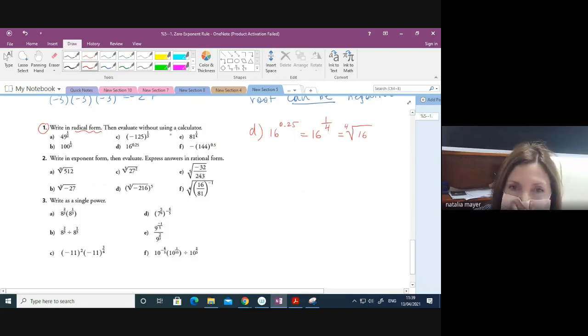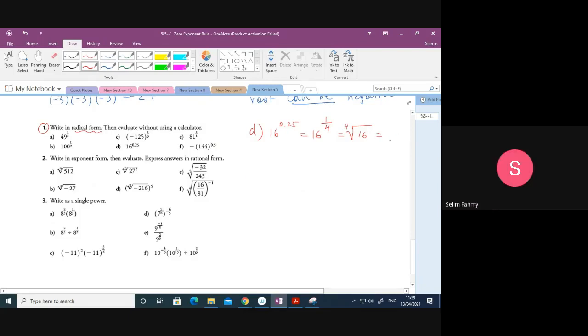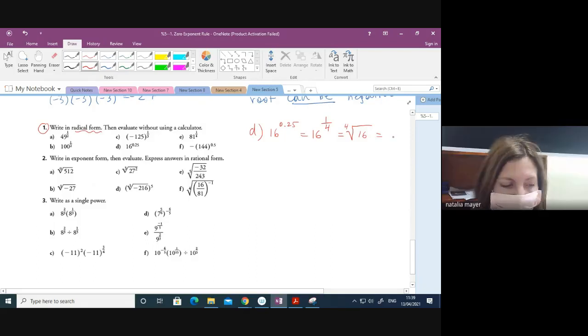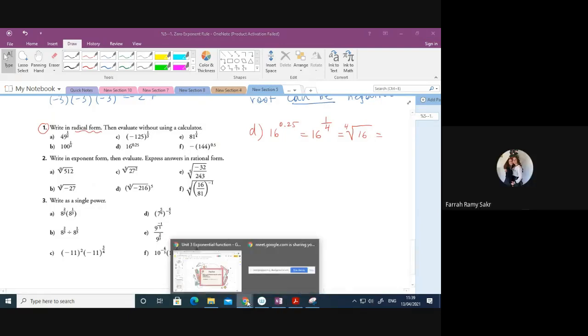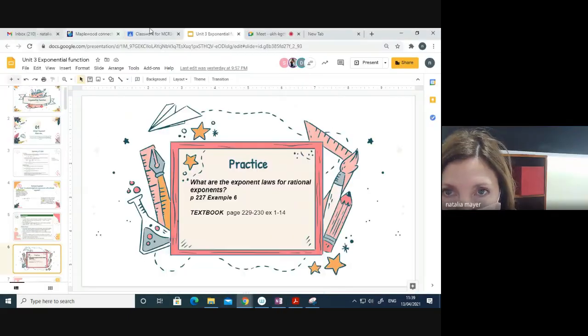Okay, let's use the calculator because I want you to practice how to use the calculator. So practice using the calculator for the 4th root. So what are you getting? What's the answer? I don't know how to input the index. You don't know how to input the index. It's 2. Do you have the calculator in front of you?